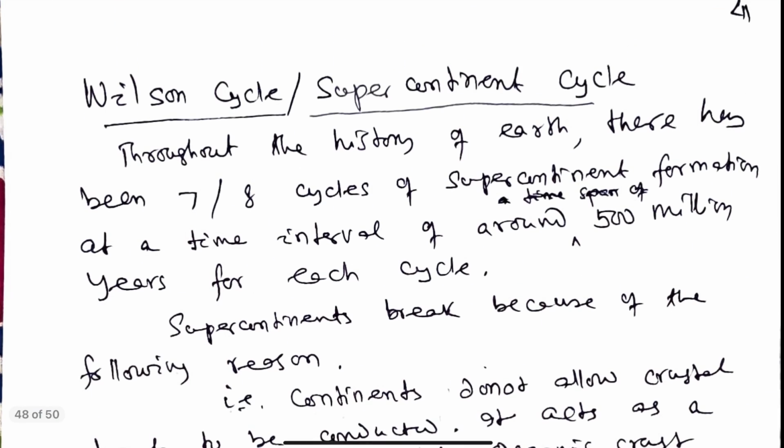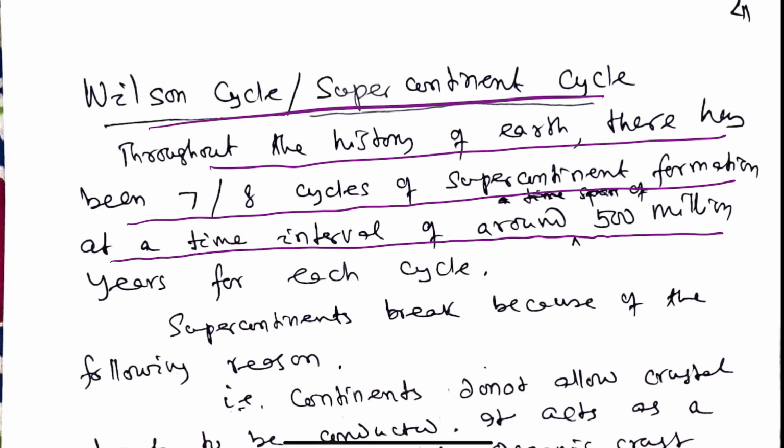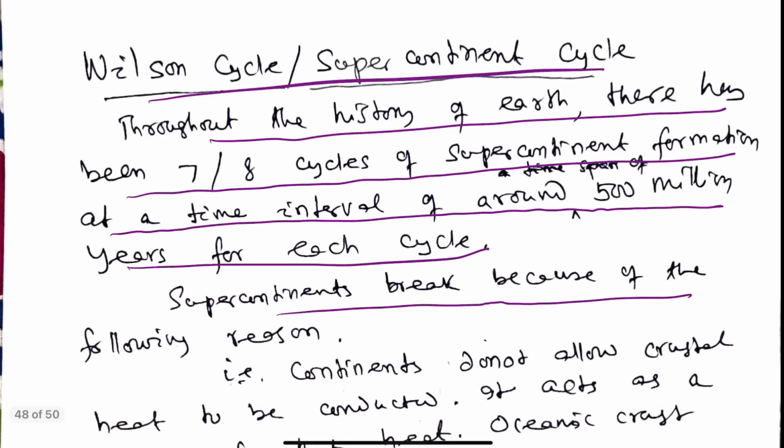So what is Wilson cycle or supercontinent cycle? Let us discuss. Throughout the history of the earth, there have been 7 to 8 cycles of supercontinent formation at a time interval of around 500 million years for each cycle. So supercontinents break because of the following reason.